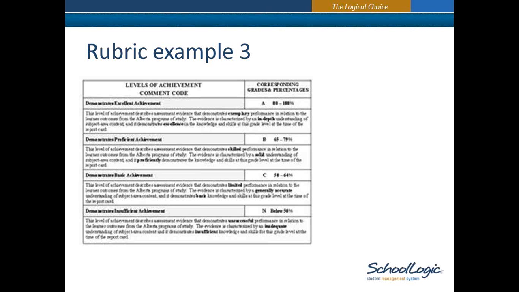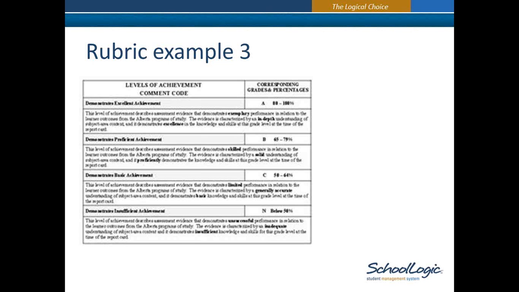This particular rubric, from top to bottom, I've got excellent, proficient, basic, or insufficient achievement. Okay, those are my comments that the teacher's going to pick from. If in this particular rubric I wanted to give the kid a conventional grade, excellent goes to an A, proficient goes to B, basic goes to C, and this business about insufficient achievement goes to N. And then there are percentages that go along with each one of those.